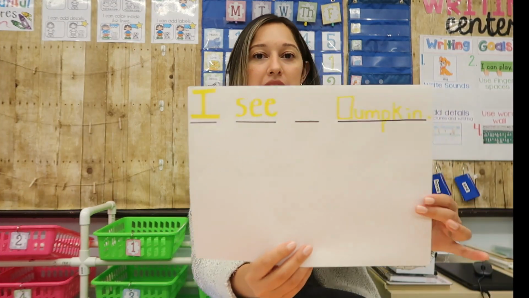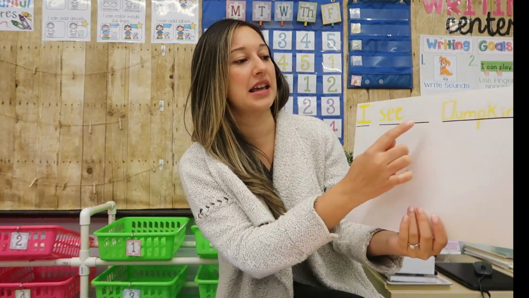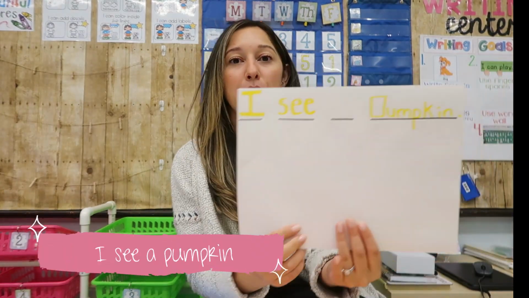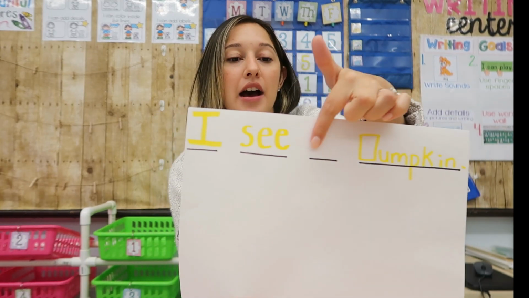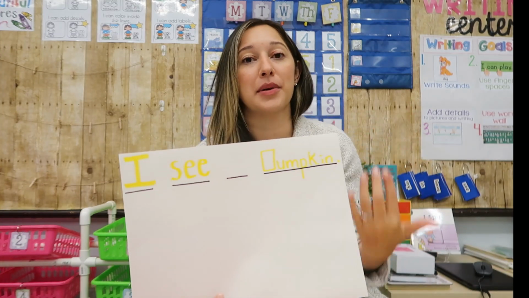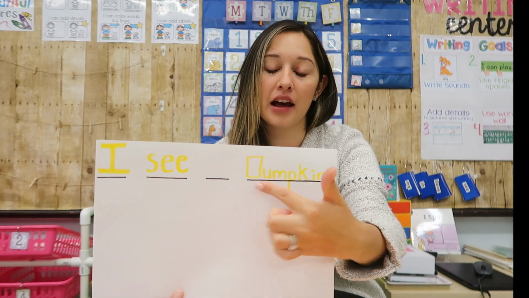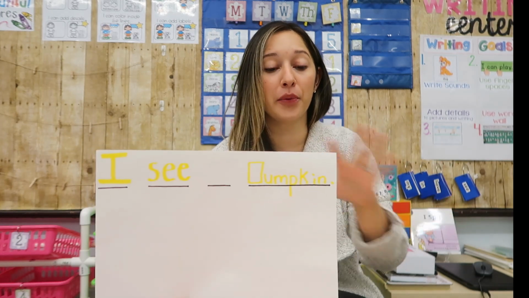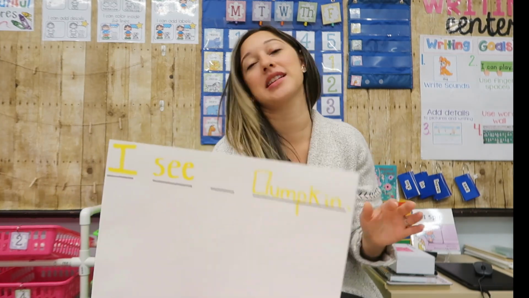I am going to be sending home this writing template frame, and it just says "I see blank pumpkin." The point of this is for them to trace, fill in the word with our new sight word, which will be "a," and then we're going to be learning about the letter P. So I left this intentionally blank, and they're going to fill in the P on their own, whereas everything else they can trace. I also put the period at the end because that is a skill that we are working on.